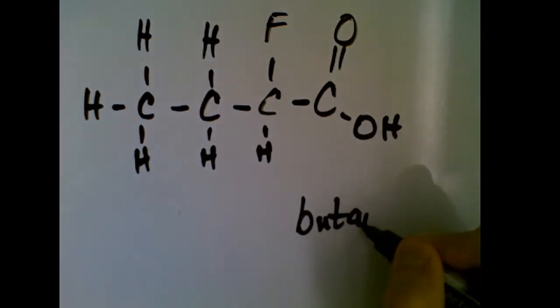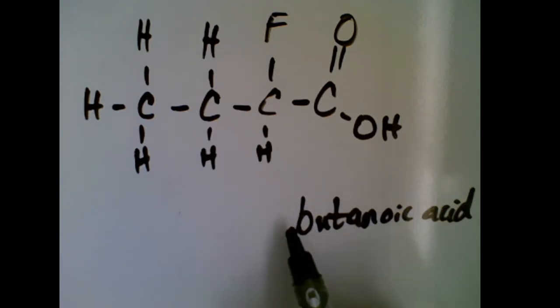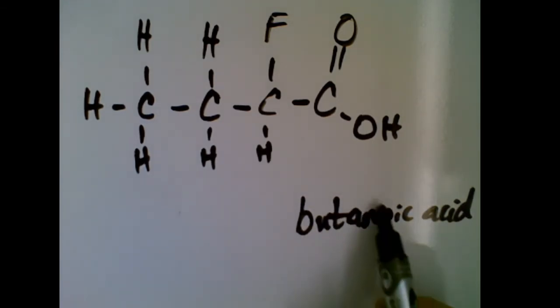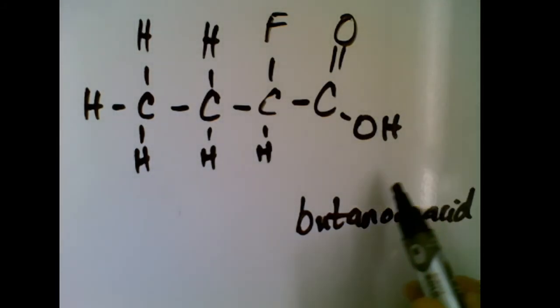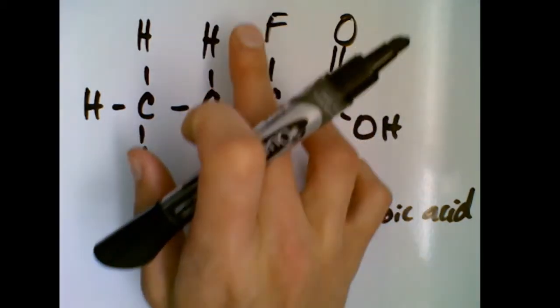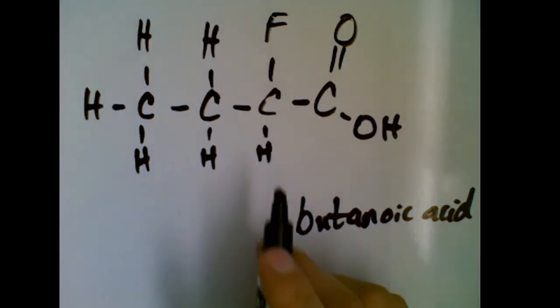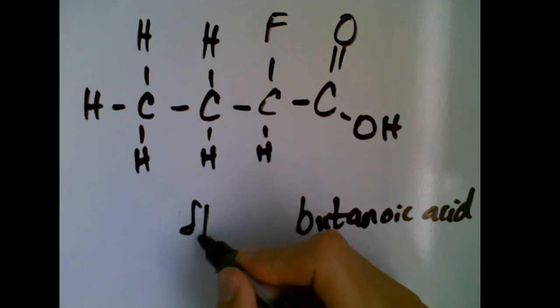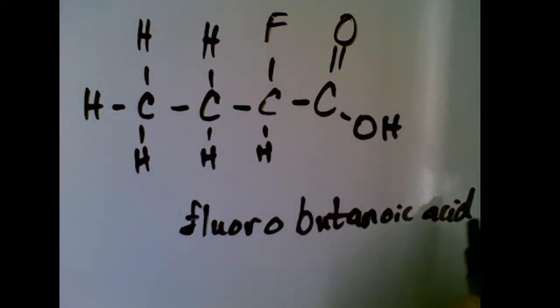Again, butanoic acid. Butanoic acid because 4-carbon chain, single bonds between carbons, carboxylic acid group at the beginning of the chain. Now we next need to name this part. So remember, with these, we are going to use prefixes, and to show the prefix for fluorine, we write fluoro. So we have fluorobutanoic acid, but we now need to know what position it's in.